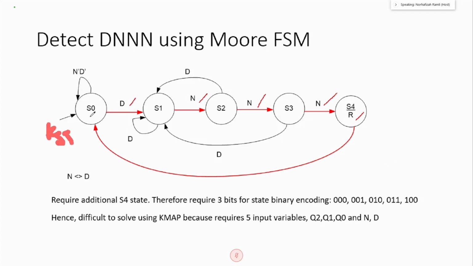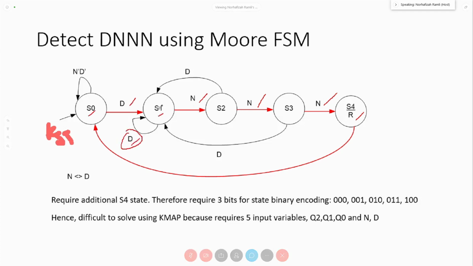Now, if you don't receive anything, you have to stay in S0. Now, while you are in S1, if instead of receiving N, you receive D, you have to stay in that state. I mean, you keep this D.